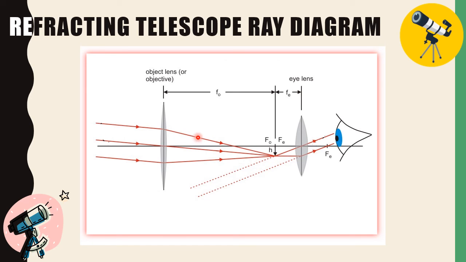In short, remember the distance between the objective and the eyepiece in focal length will be FO plus FE, the sum of the two focal lengths.